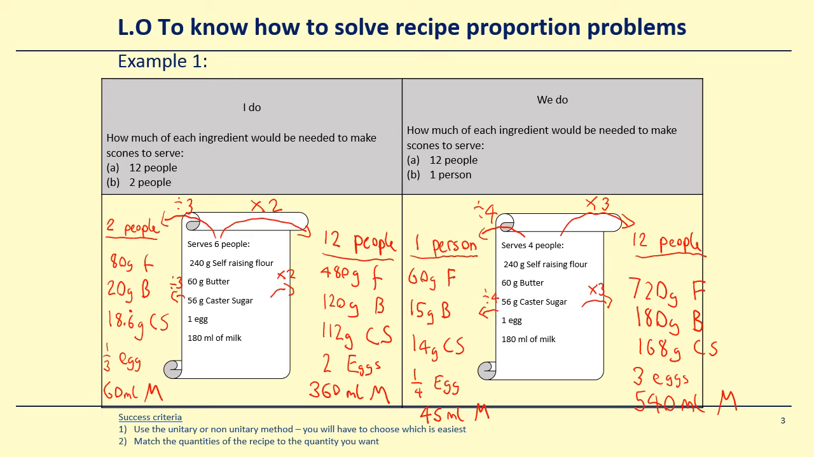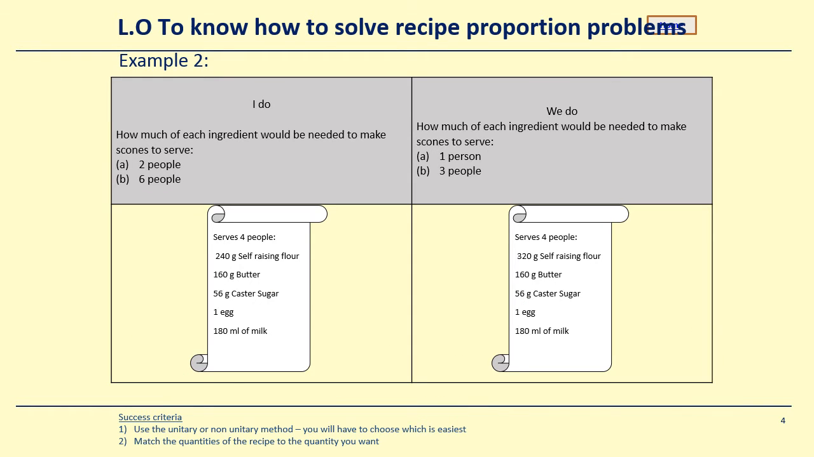Okay, let's have a look at a next example. So, first one, how much of each ingredient would be needed to make scones to serve 2 people? Well, we've got the recipe for 4. So let's work out the recipe for 2. I'm going to write it here. And obviously compare 4 to 2, and you should be able to note that 2 is half of 4. So we're going to divide our ingredients by 2, half of all of these ingredients.